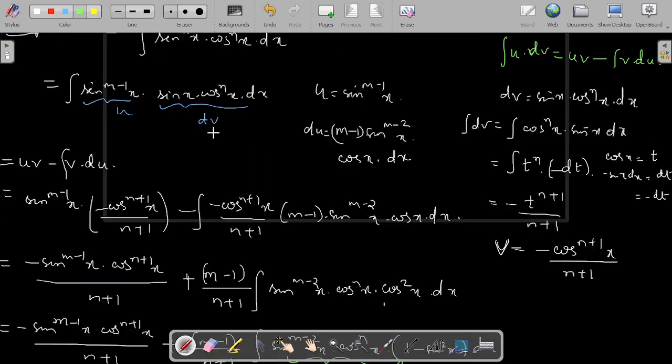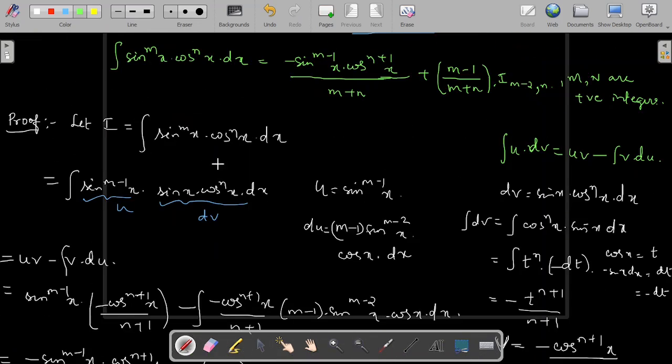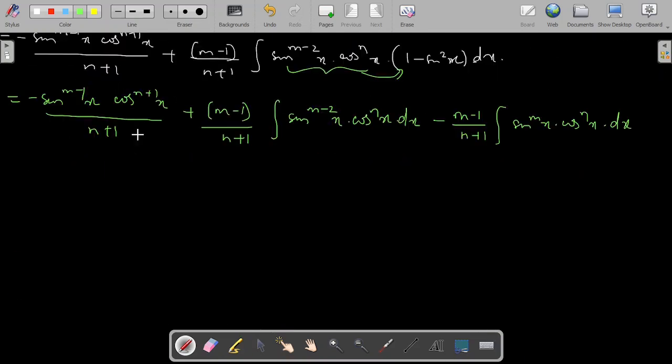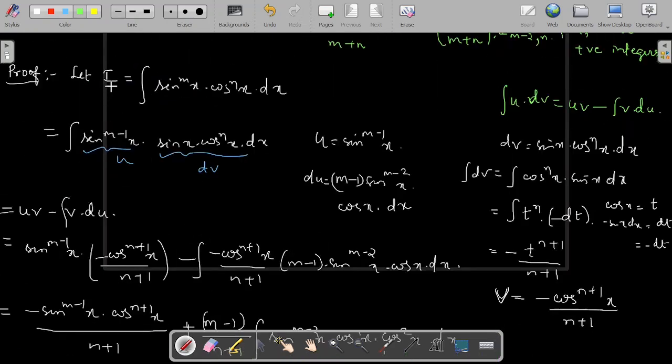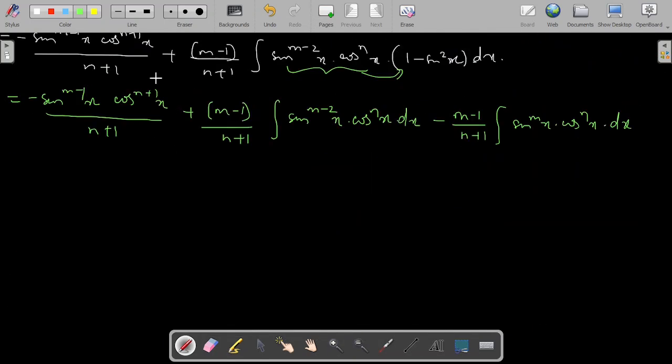Now look at the beginning here. What we have taken, integral of sin^m x cos^n x, equal to I. Therefore, you can take it as I_n also, or you can take it as I_{m,n}. So I will take it as I with subscript m, n. To be more specific, here you have I_{m,n} on the left hand side. Here, -sin^(m-1)x cos^(n+1)x divided by (n+1), plus (m-1)/(n+1).